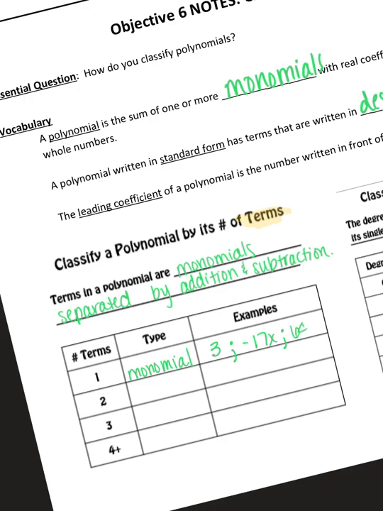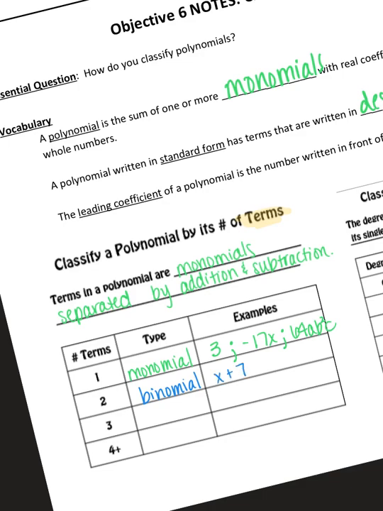Maybe you have a monomial like 64ab squared c. Okay, so again, there's no addition or subtraction separating there, so there's only one term, and that is a monomial. If there are two terms in your polynomial, it's called a binomial, bi meaning two. And some examples of binomials, maybe we have like x plus 7.